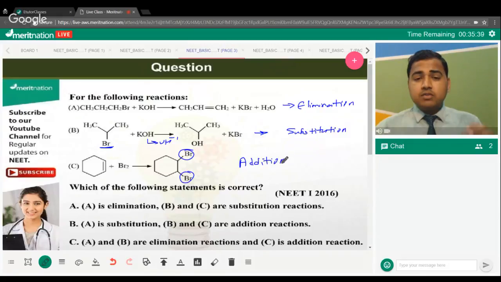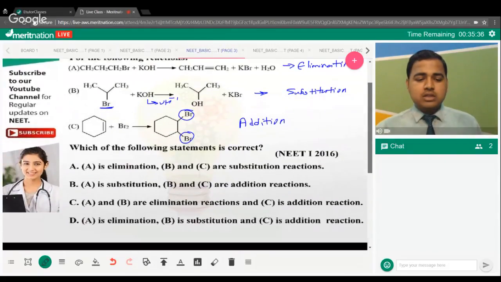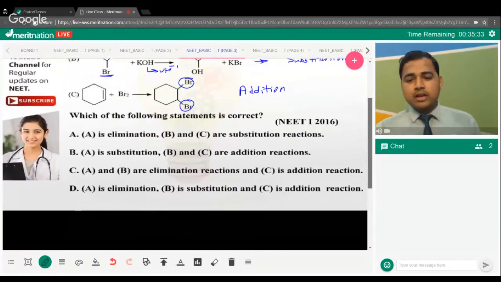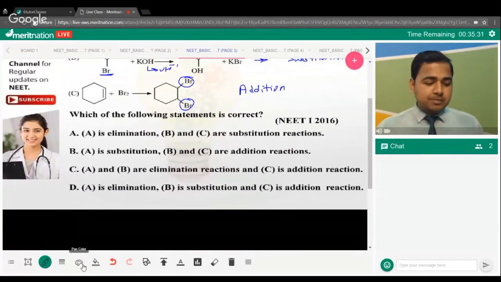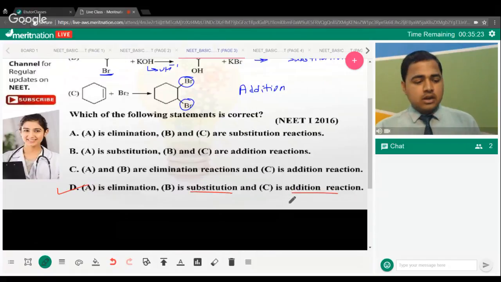Not so much information is required to solve this question. Just have a look: elimination, substitution, and addition. If you find out, then only option D fits: elimination, substitution, and addition reactions. So our correct answer is option D. We have not even applied organic concepts right now, only common sense. With the help of common sense, you can solve these kinds of easy questions.